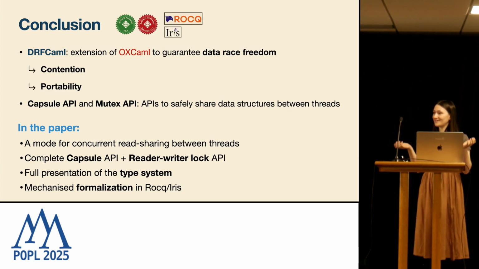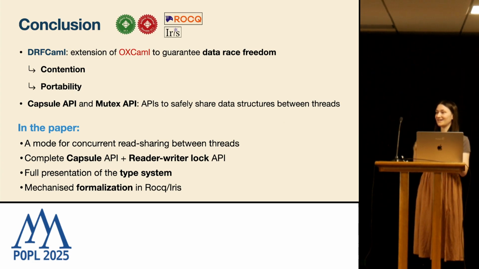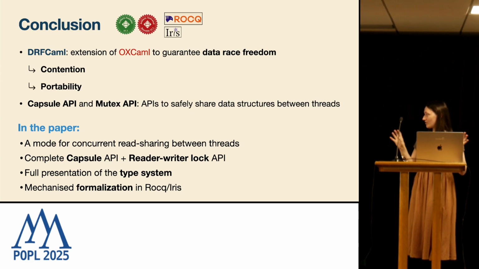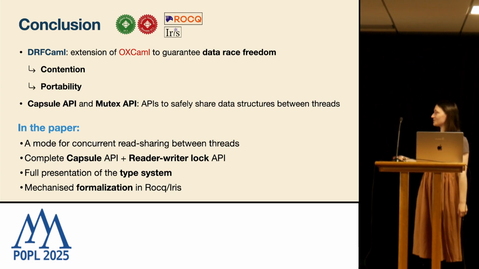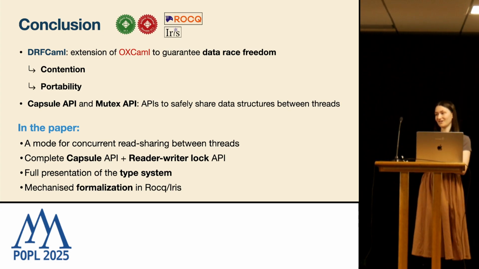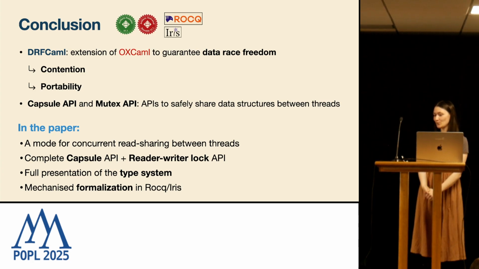In particular, I want to call attention to a mode that I didn't present here, part of the contention axis, that allows us to share read access between threads, so multiple concurrent readers. Of course, you can also get the complete APIs, the full presentation of the type system, and also details about the mechanized formalization in Rocq and Iris. Okay. But for now, I'm very happy to take questions. Thank you.